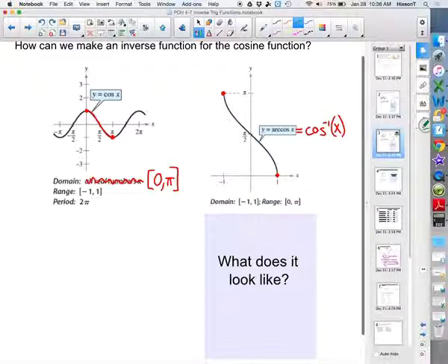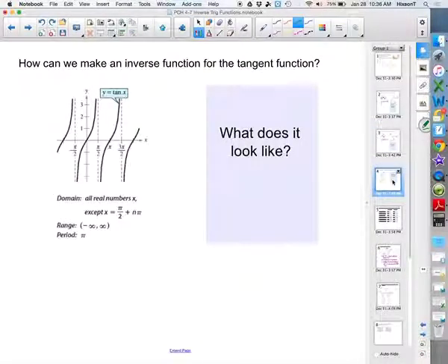All right. Our third one, tangent. Tangent, we didn't spend a ton of time looking at the graph of this earlier, but you've seen this before. You know we have these asymptotes at negative pi over 2, pi over 2, 3 pi over 2, and so on. Okay? But I'm going to limit my domain again. What would I limit my domain to be? Alexi? Negative pi over 2 to pi over 2.